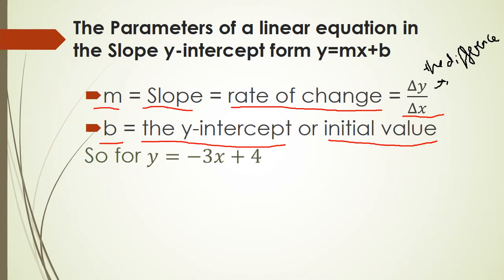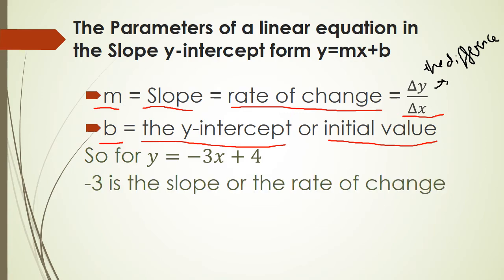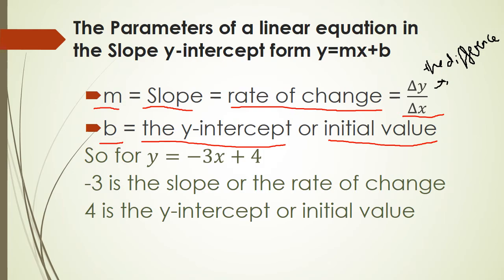And for an example, in y equals negative 3x plus 4, the slope or the rate of change is negative 3, and 4 is the y-intercept or initial value.